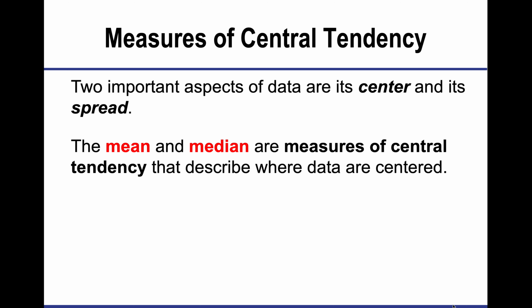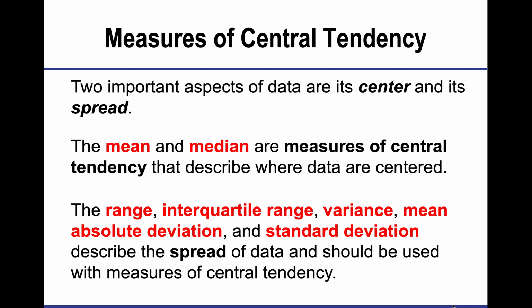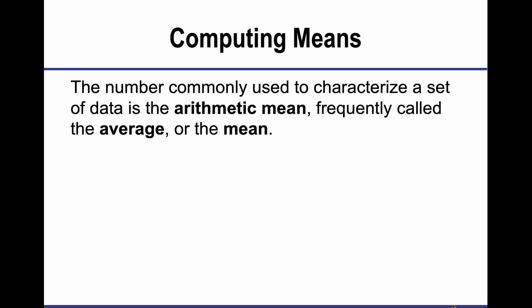The mean and the median are two measures of central tendency that try and tell us where the center or the middle of the data is. The range, interquartile range, and other values tell us how spread out the data is in reference to the other data points. The number that's commonly used to characterize the middle is called the arithmetic mean.